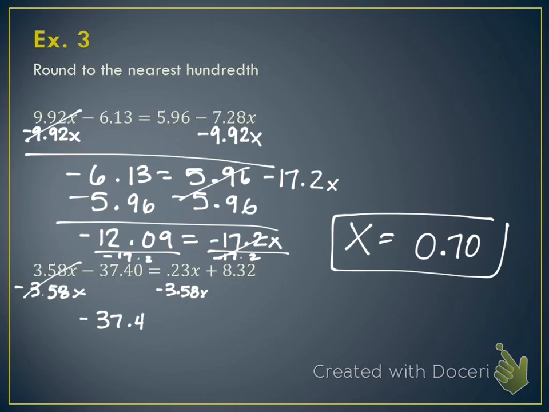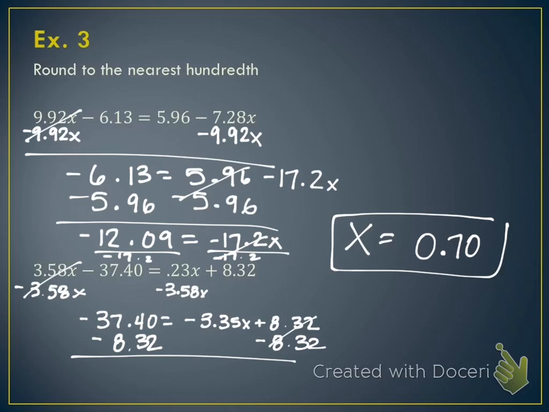Negative 37.40 is equal to what? Negative 3.35x plus 8.32. So what I'm going to do now is I'm going to subtract 8.32 to both sides so that it cancels out. And I get negative 72 equals negative 3.35x. Then I'm just going to divide both sides by negative 3.35.